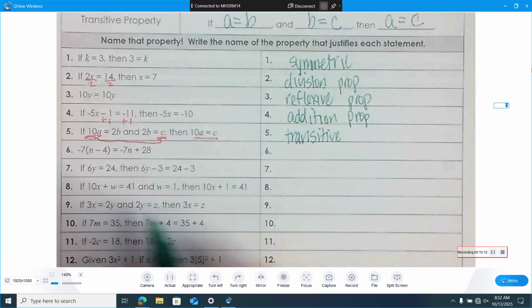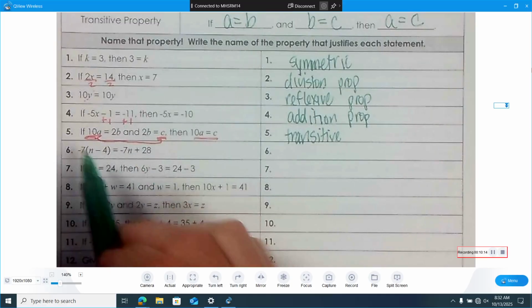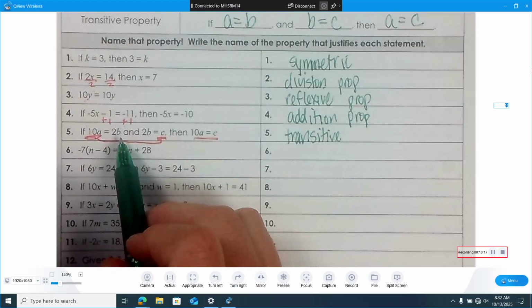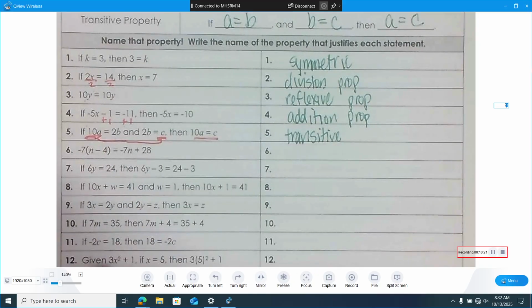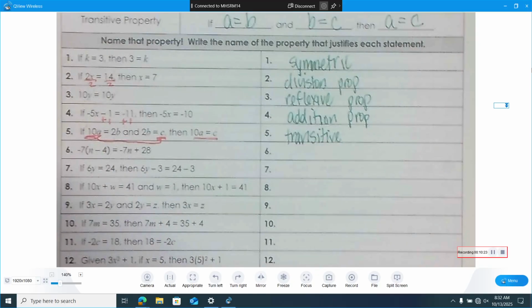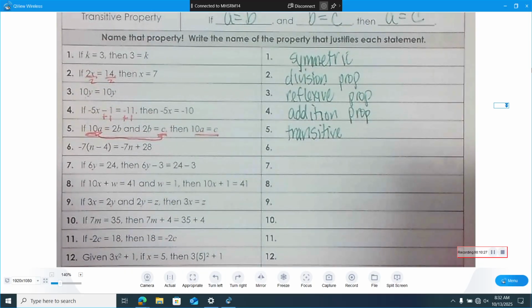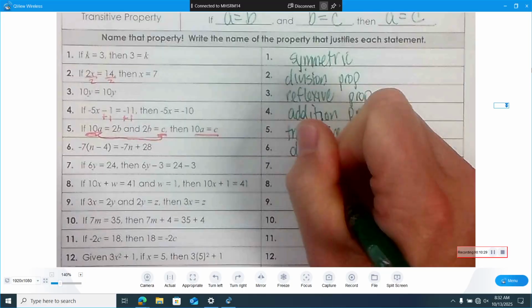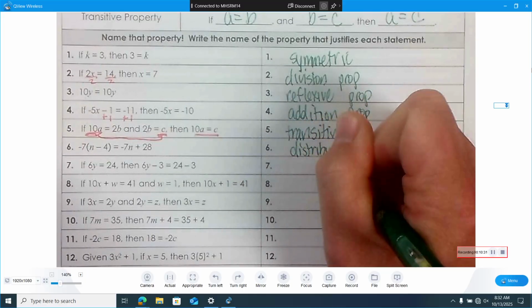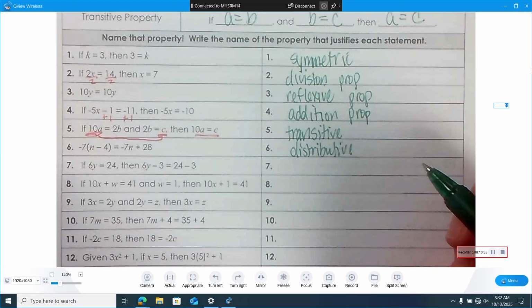Transitive is pretty easy to see because we have a couple of equations, and you can see there's some repetition going on there. It's got the two b's a couple of times, and then we draw the conclusion from the beginning to the end. So that's the transitive property. Number 6, what's that? Distributive, very good. That's an easy one. That is the distributive property.